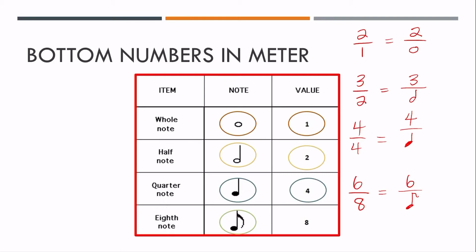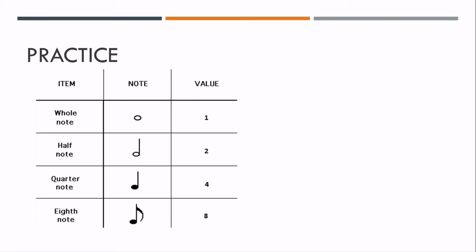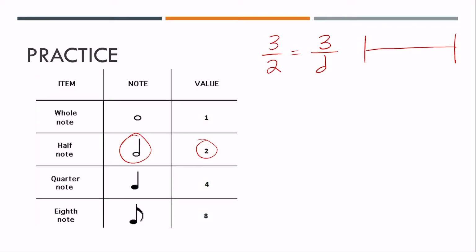Now, the meter does not limit what notes you are allowed to use. I know that's a little confusing, but for example, if our meter was 3, 2, that does not mean that the only notes that you are allowed to use are 3 half notes per measure. Let me explain. Let's talk about 3, 2 again. Remember that the 2 tells us that we're dealing with half notes, so we have 3 half notes per measure. In other words, our example measure would look like this.